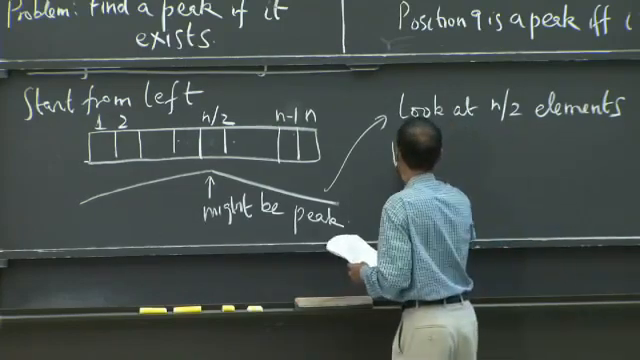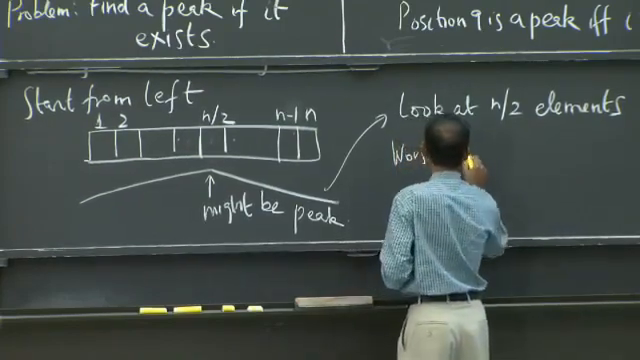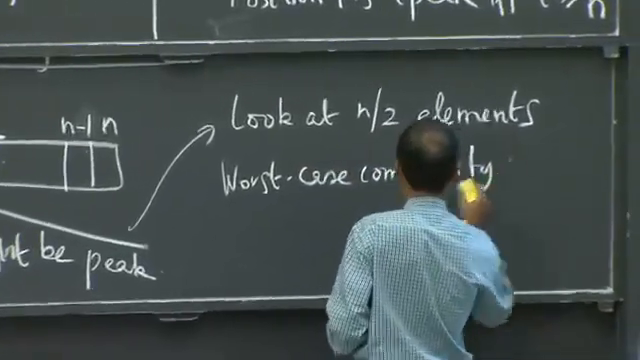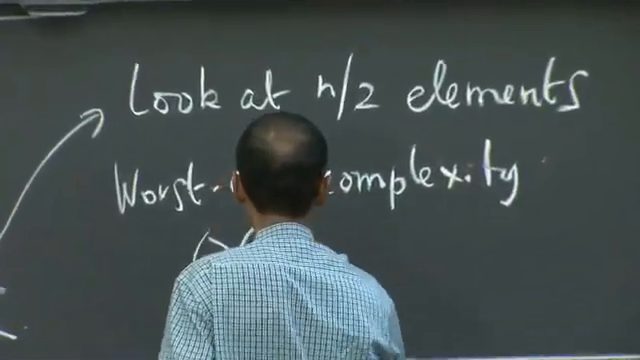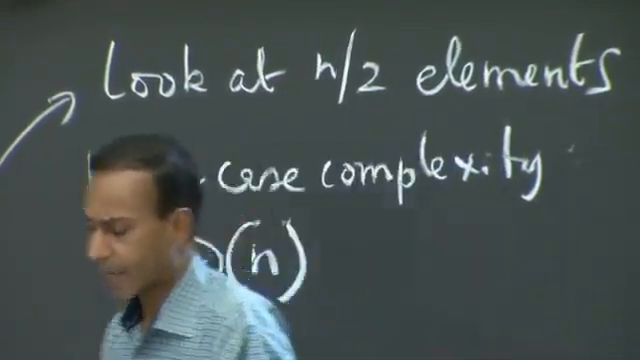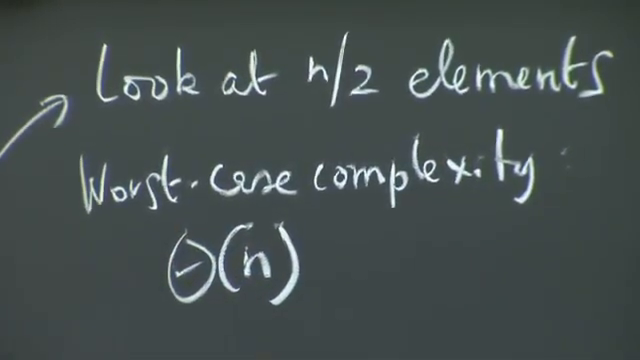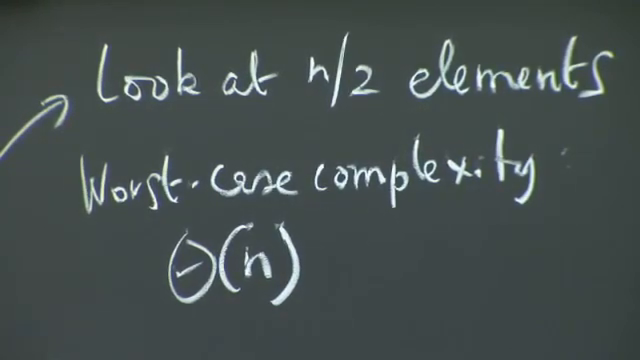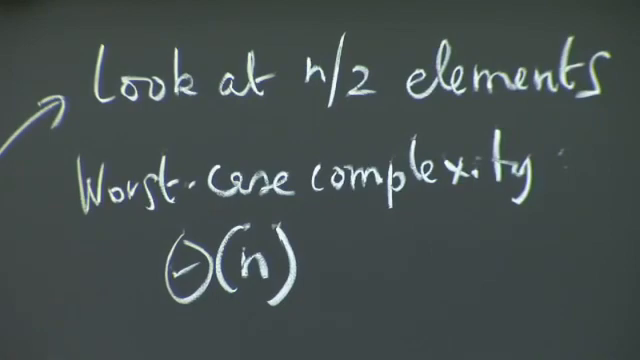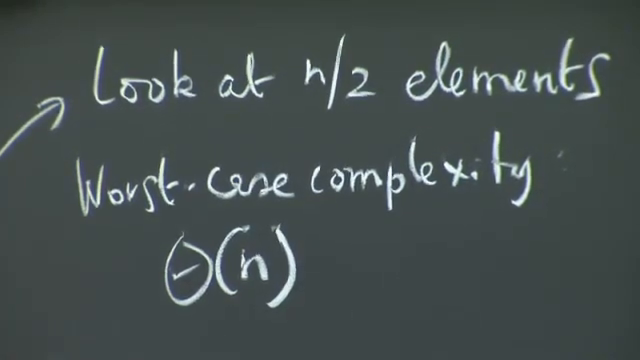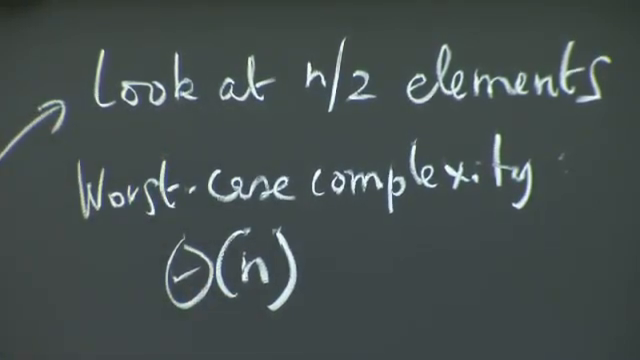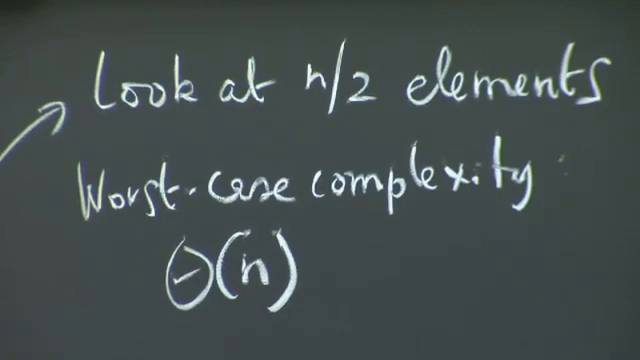And the worst case complexity is what we call theta n. And it's theta n because in the worst case, you may have to look at all n elements. And that would be the case where you started from the left and you had to go all the way to the right. Now remember, theta n is essentially something that says of the order of n. So it gives you both a lower bound and an upper bound. Big O of n is just the upper bound.